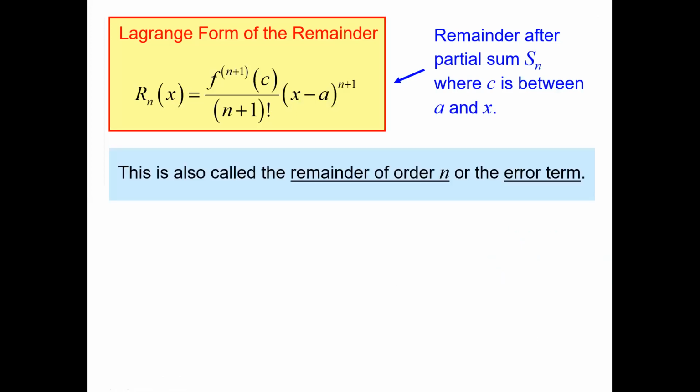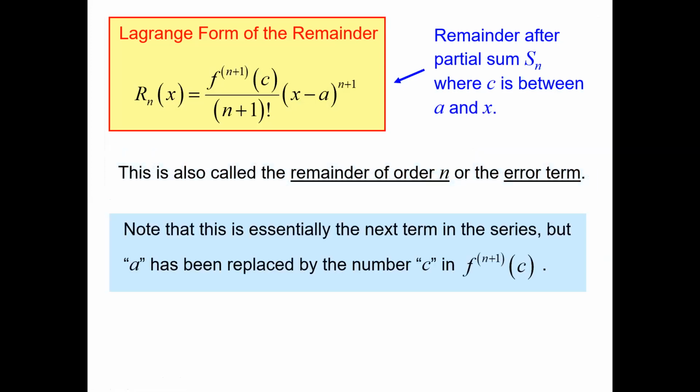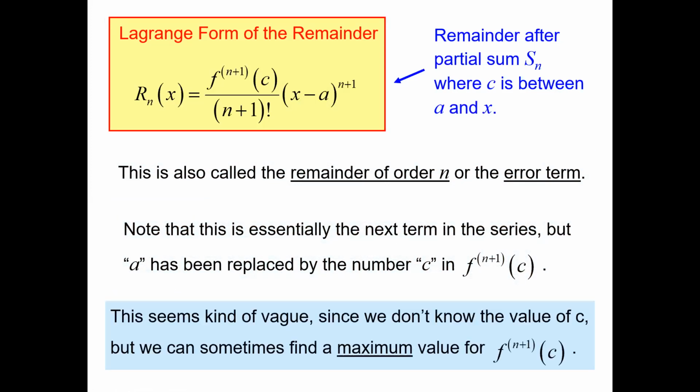Here it is again, same thing. This is also called the remainder of order n, or the error term. This is essentially the next term in the series. A has been replaced by the number c in that expression. But the main point I want to make is that this is the next term in the series after we stop our polynomial.